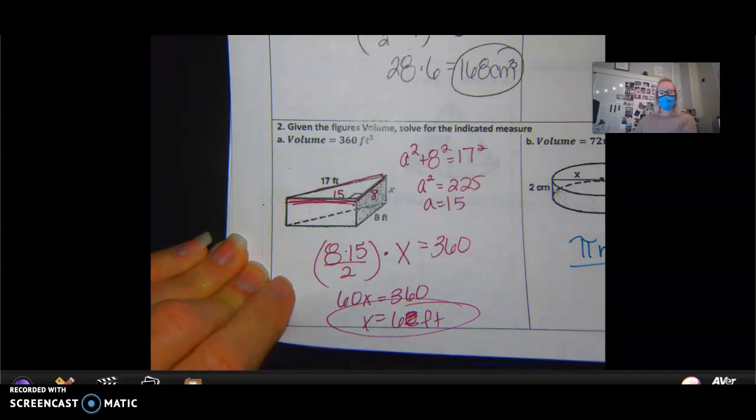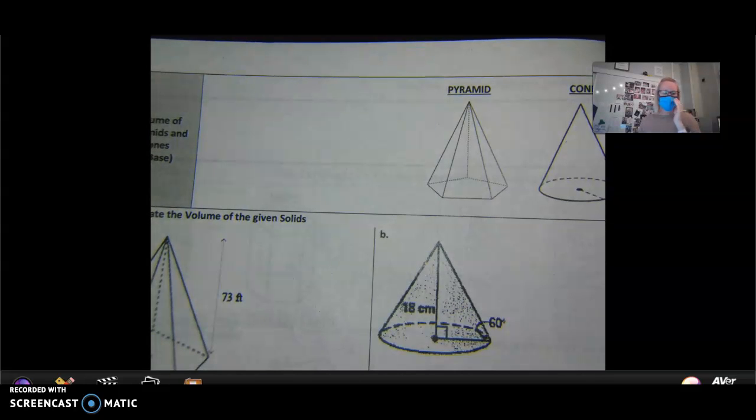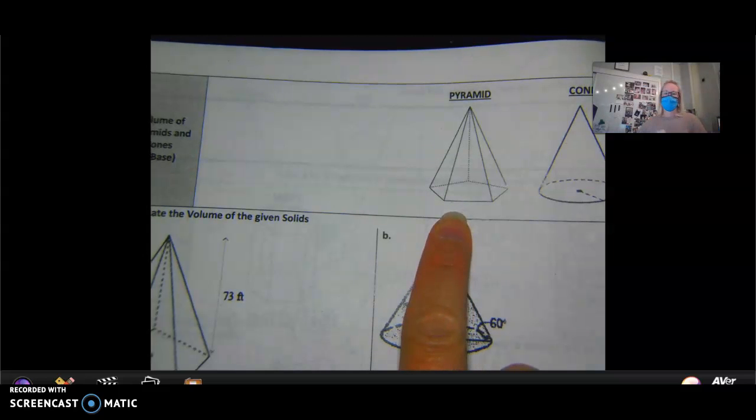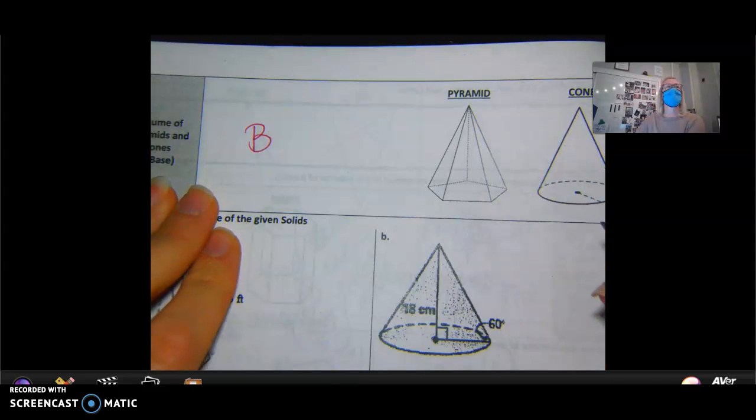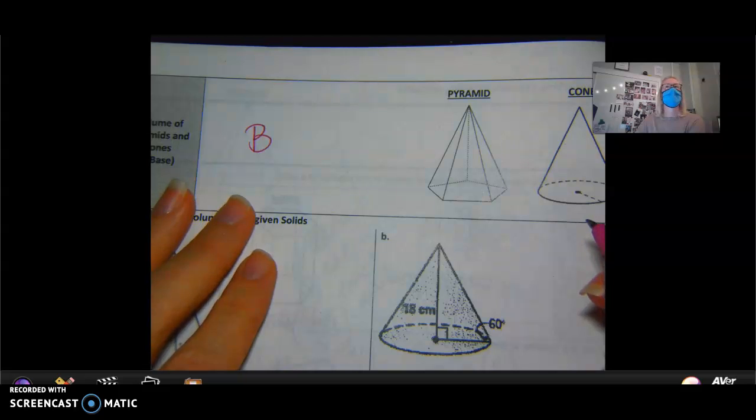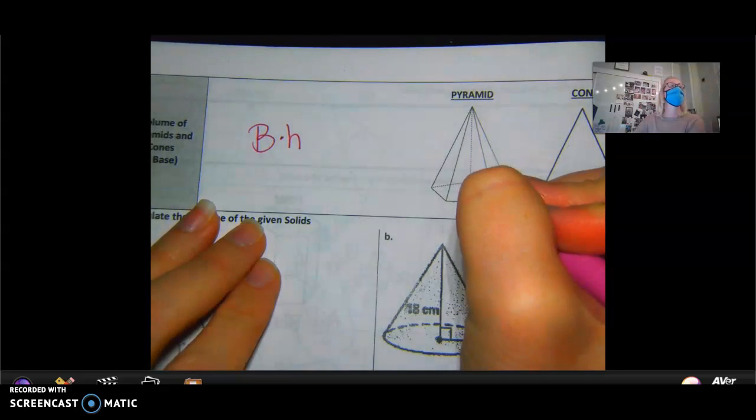Next page. Volume of pyramids and cones. It's kind of similar to what we did before. So what do you think we start with on a pyramid? So area of the base. So capital B. Then what do you think I do to it? Times regular height. Times what?